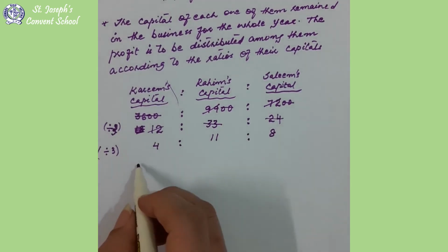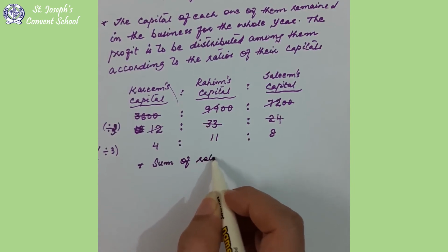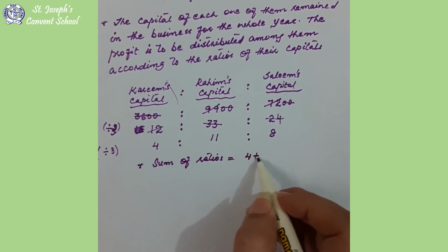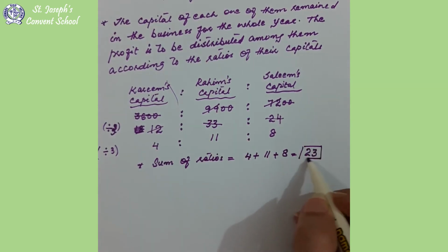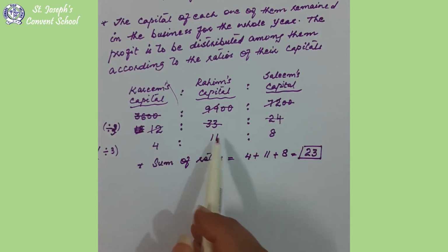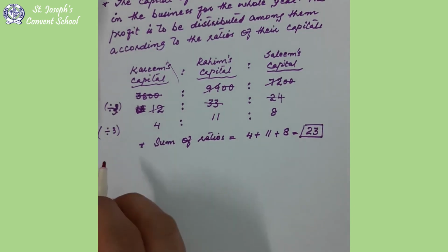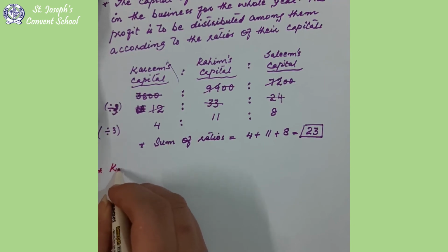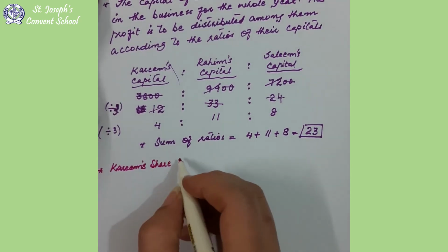So find the sum of ratios. 4 plus 11 plus 8. So sum of ratio is 23. With calculator you can add. Now we are going to find each one's share one by one. The method is same: 4 divided by 23 into profit, 11 divided by 23 into profit, and 8 divided by 23 into profit. So one by one we are going to solve. Let's start with the first person, that is Kareem. Kareem's share in profit.